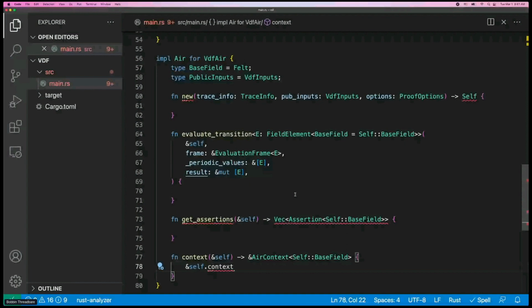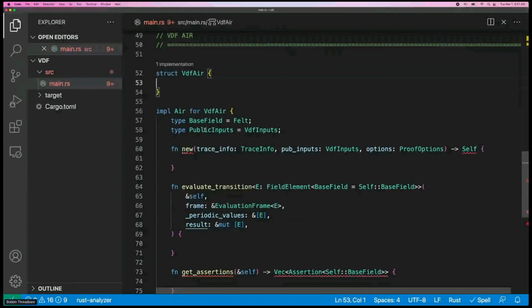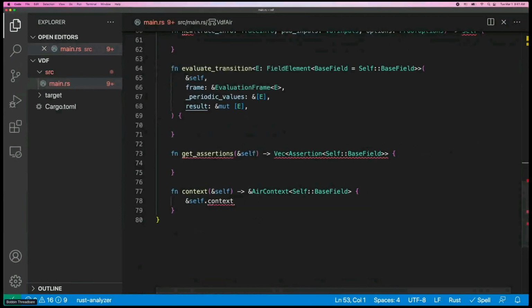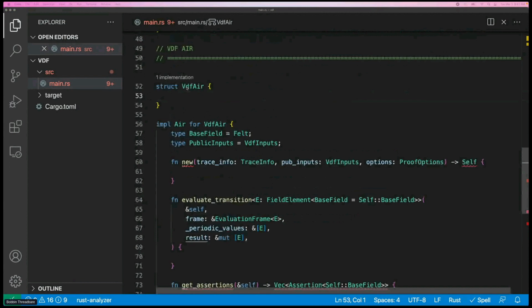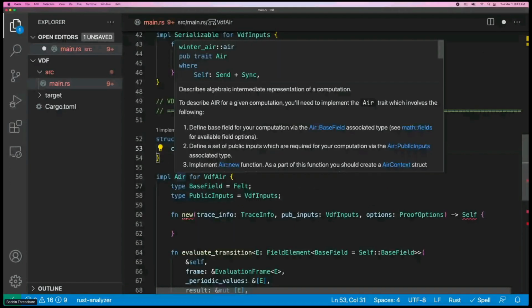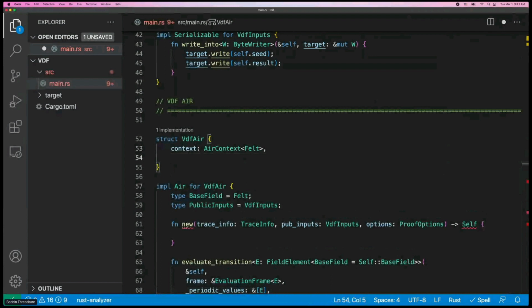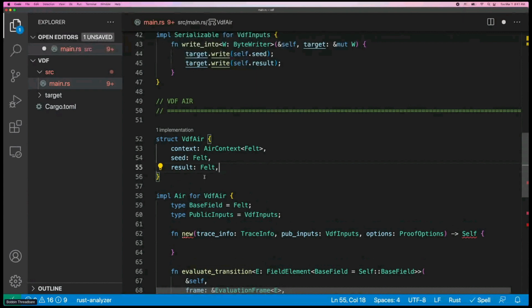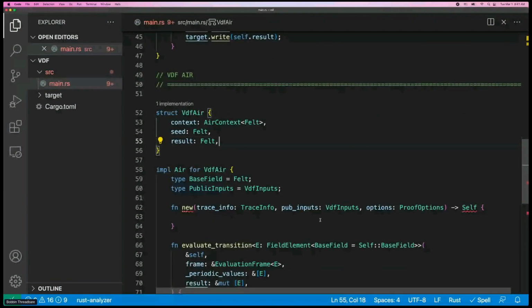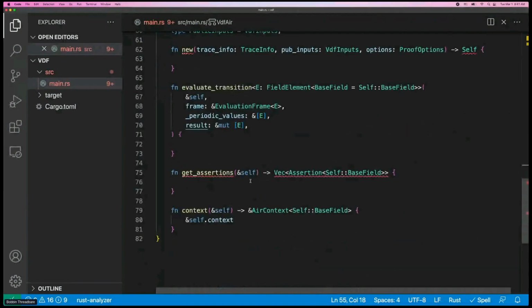So let's go back to our VGF air struct. We need to return context here, and this is just boilerplate, so for this purpose we just need to define the context here. We also want to keep track of our public inputs within the struct, so we'll say we have a seed and a result within the VGF air struct. So now when we construct, let me actually not do this first. Let's talk about assertions first.